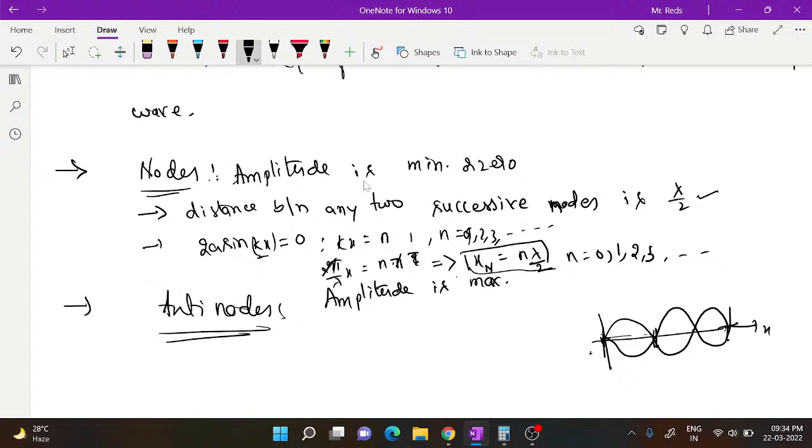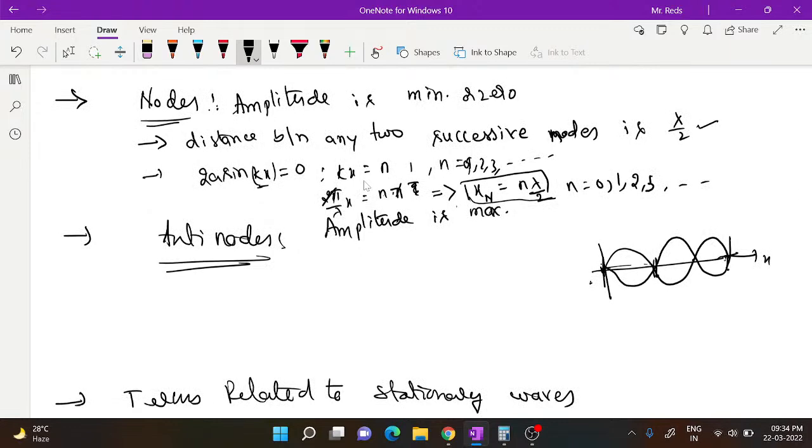Whereas antinodes, what are antinodes? Positions of maximum amplitude in stationary waves are called antinodes, right? The distance between successive antinodes, this is one antinode, this is one antinode, is lambda by 2. And how to find the positions of these antinodes? The term 2a sin kx represents the amplitude of the resultant stationary wave.